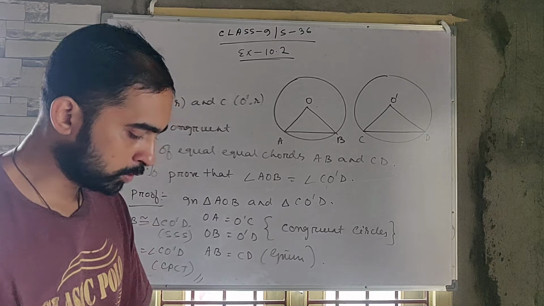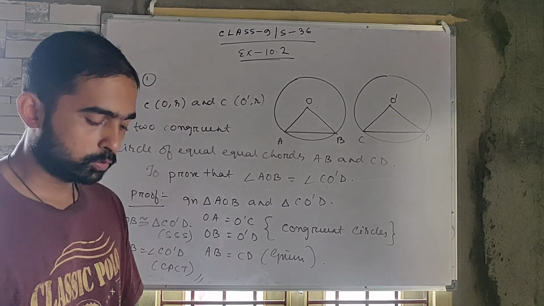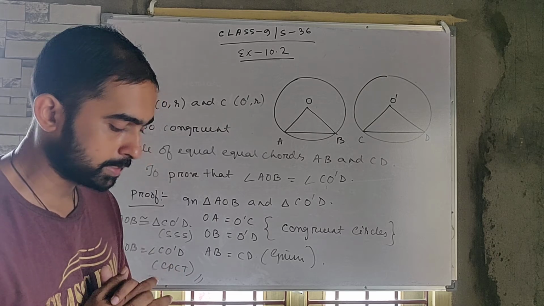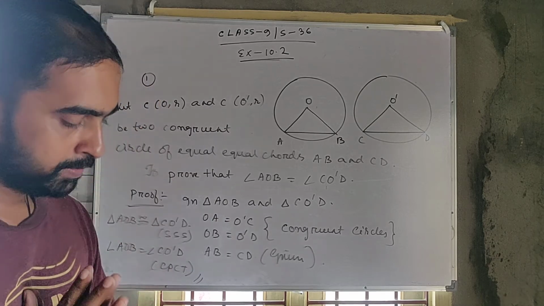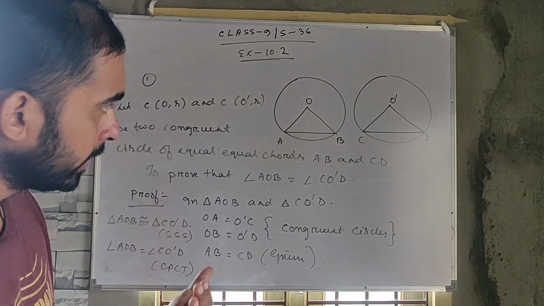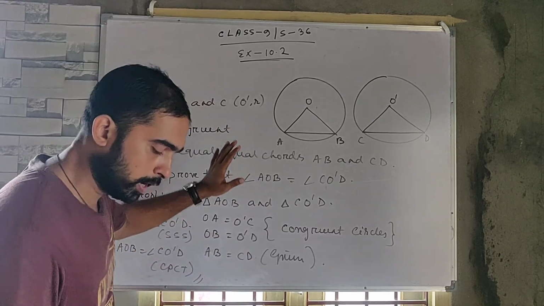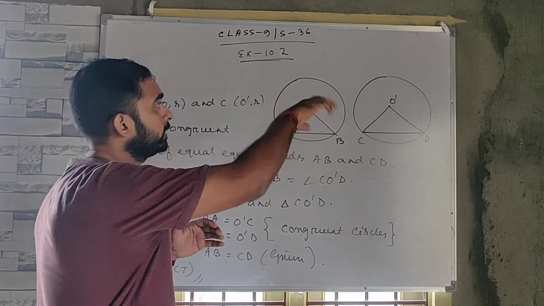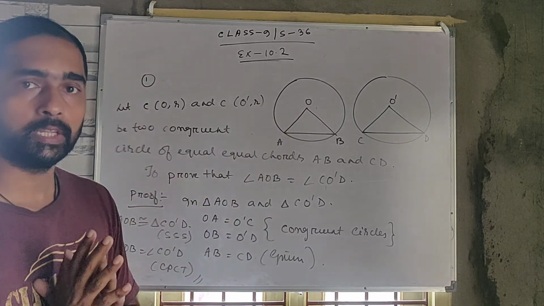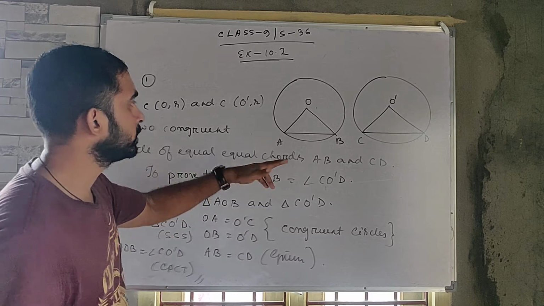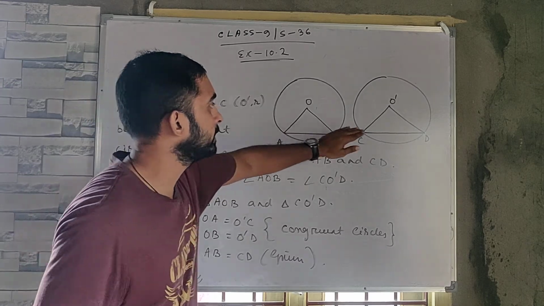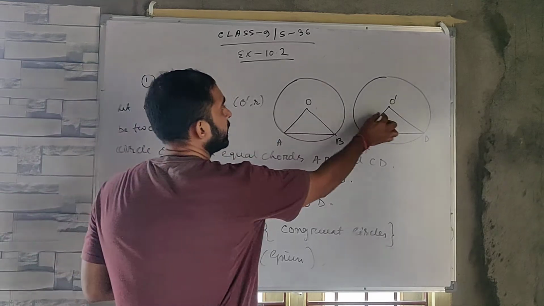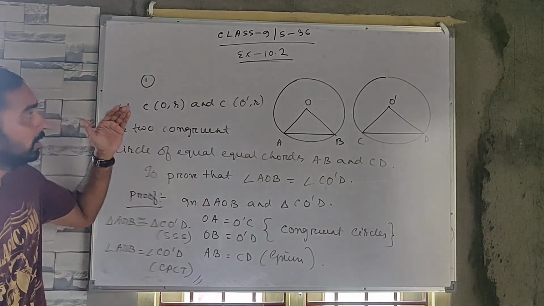Now see, question number 2 is the vice versa of this question. What is question number 2? Prove that if two chords of congruent circles subtend equal angles at the center, then the chords are equal. Now what is given? In both questions it is mentioned that the circles are congruent, so radii are equal. That is the first thing. Second, in question 1 it is given that the chords AB and CD are equal. If the chords are equal, then they subtend equal angles at the center. So this is question 1.